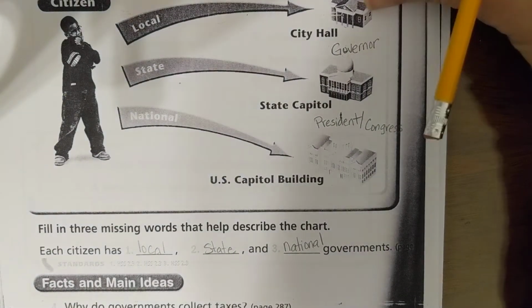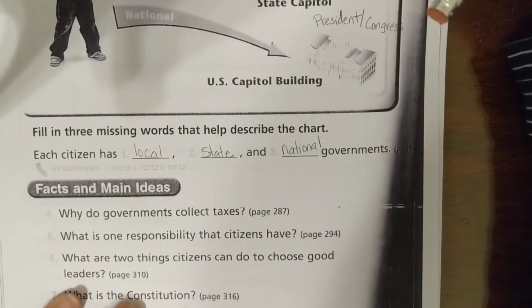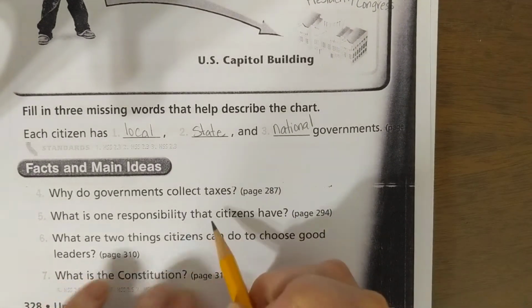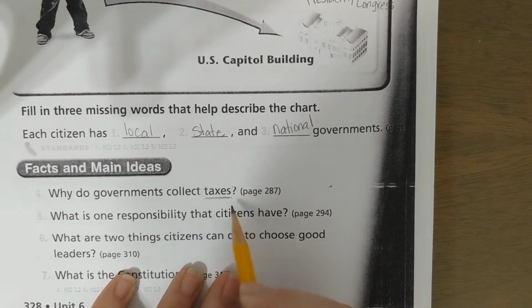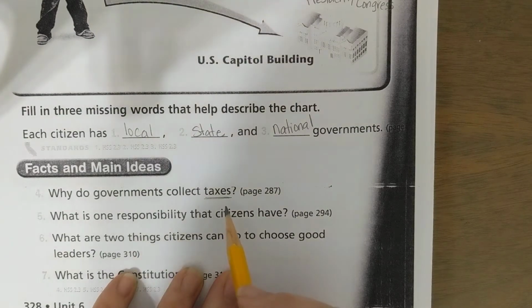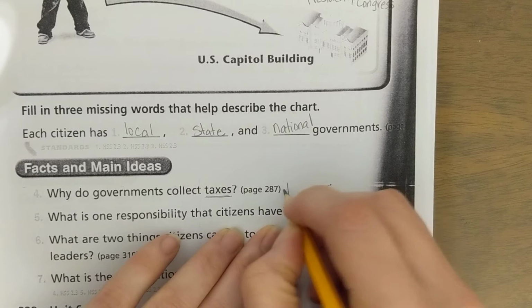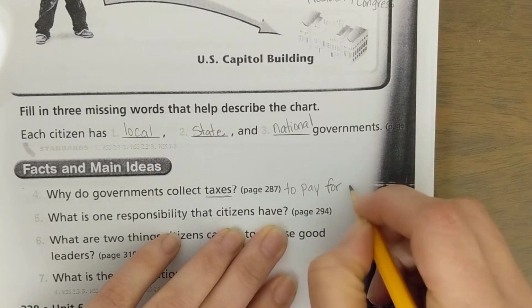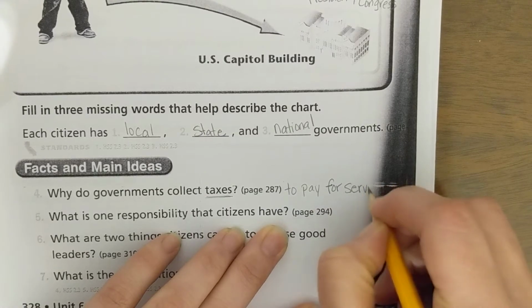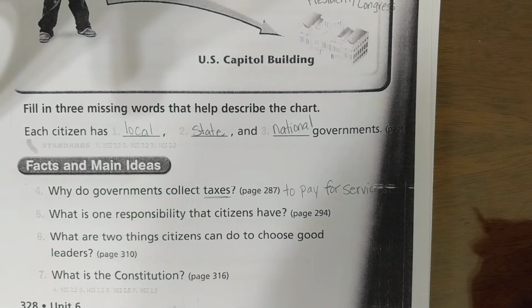Okay, number 4. Why do governments collect taxes? What do they use that money for? Remember, we collect taxes to pay for things like firemen and policemen and libraries and schools. Those are all services. So they collect taxes to pay for services. All those services you get as a citizen of the area.